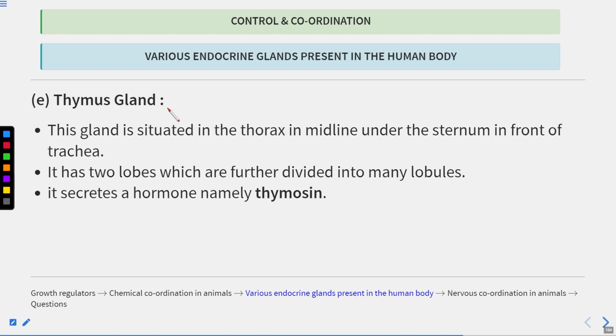Then next, let's talk about the thymus gland. This gland is situated in the thorax, in the midline, under the sternum, also known as the chest bone, in front of the trachea. What is known as trachea? Trachea is also known as the windpipe. Now, it has two lobes which are further divided into many lobules, and it secretes the hormone thymosin.